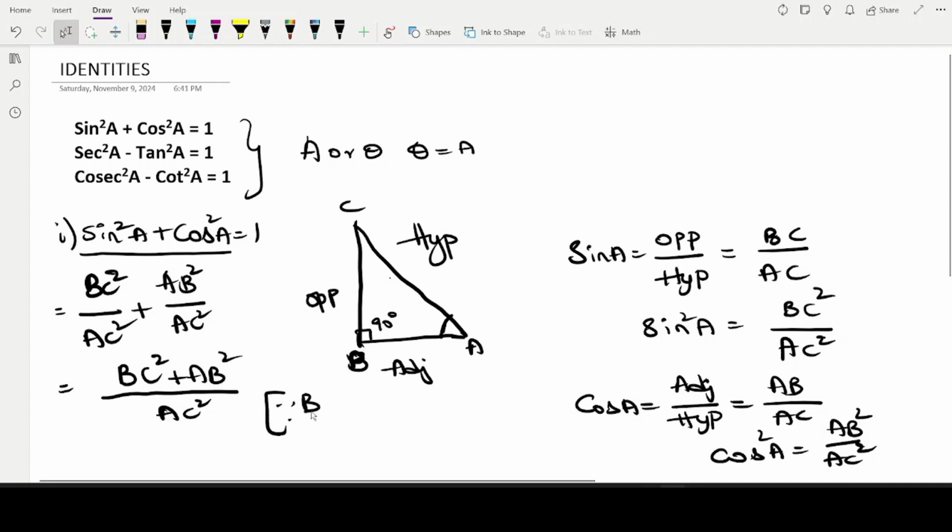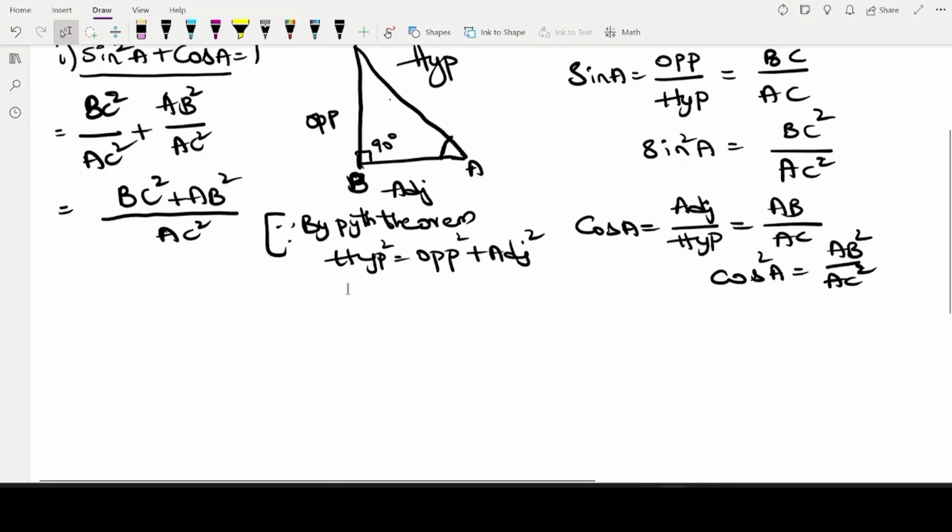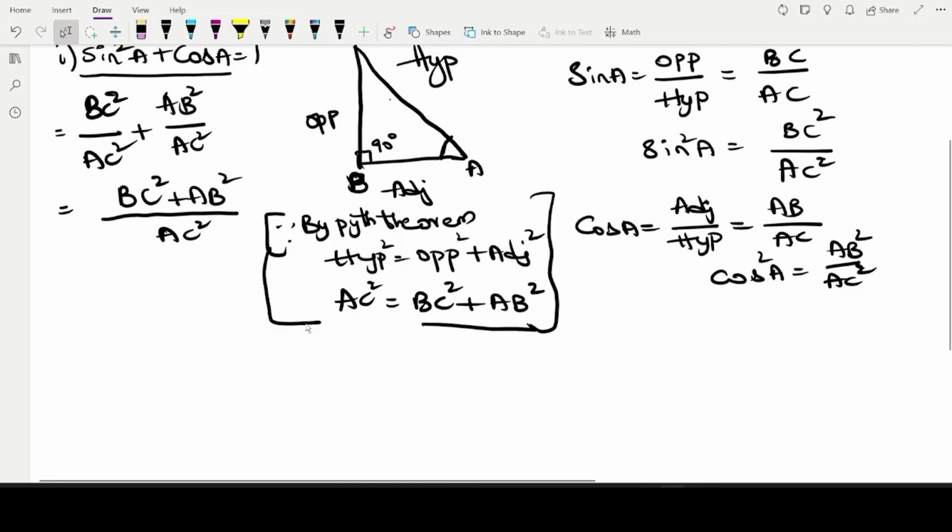We know that by Pythagoras theorem, hypotenuse square equals opposite square plus adjacent square. So here the hypotenuse is AC², which equals the opposite BC² plus the adjacent AB². So you can see clearly that BC² + AB² is equal to AC². Now we can write BC² + AB² as AC² divided by AC². So both AC² get cancelled, and we are left with 1, which is the RHS.